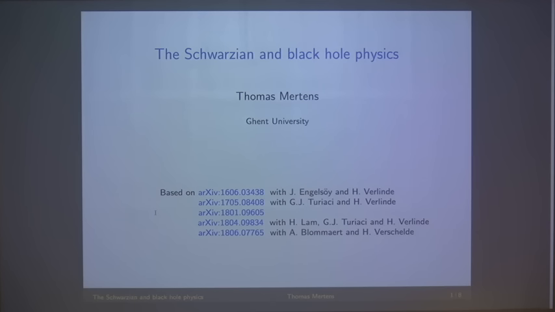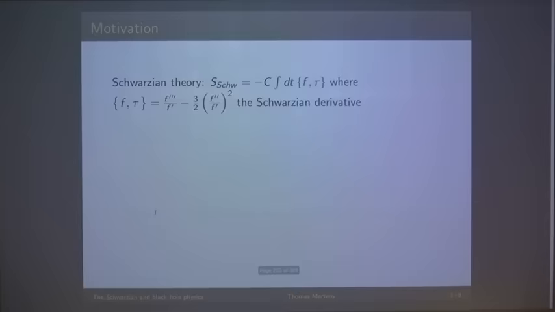Okay, I'm going to talk about the Schwarzian and black hole physics, which is based on these papers. So the theory that I want to study is the Schwarzian theory, for which the Lagrangian is the Schwarzian derivative, which is written here. And this theory appears in at least two circumstances.